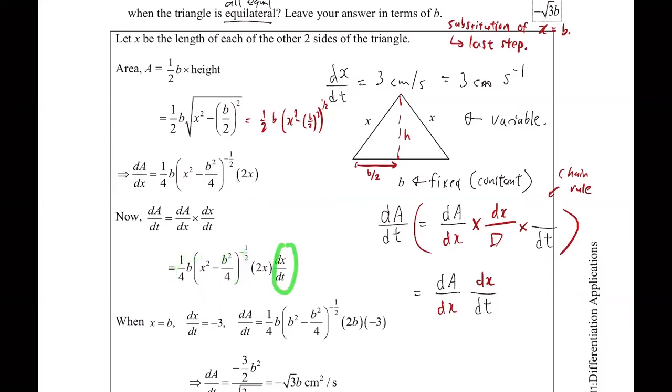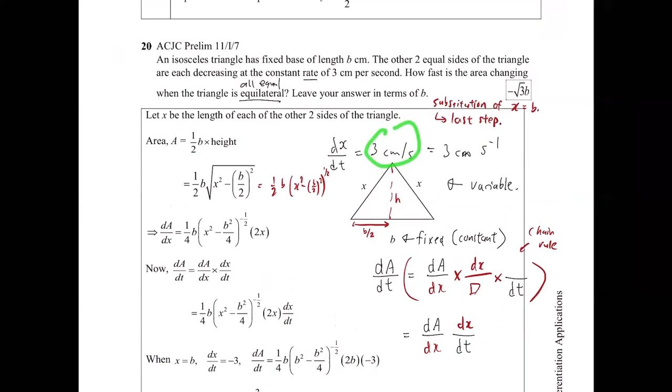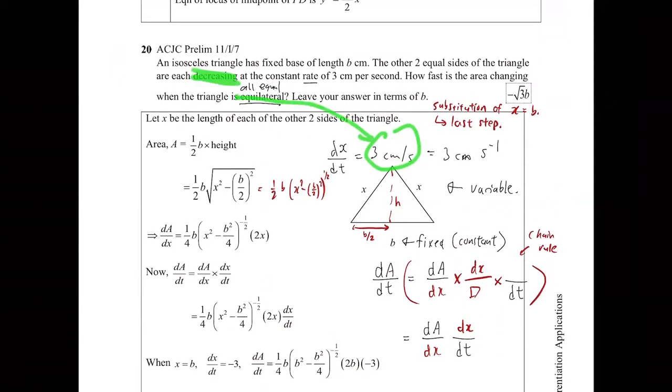But we already know dx by dt is 3. Actually, let me think a bit. Oh wait, it's decreasing. So I'm wrong here. It's not positive 3. It should actually be negative 3. Then dx by dt here, you sub in with negative 3. What else? Then now they also sub in x equals b. Only at this stage. Or actually, at this stage, after you find dA by dx, you sub in x equals b is still okay.